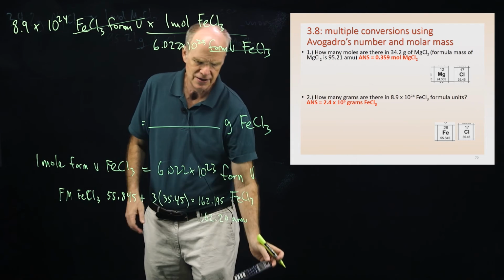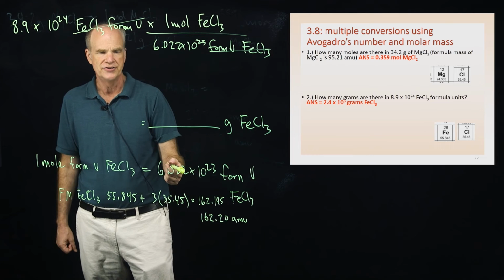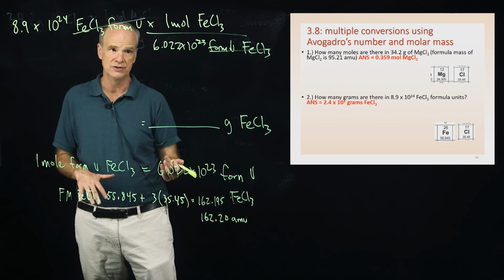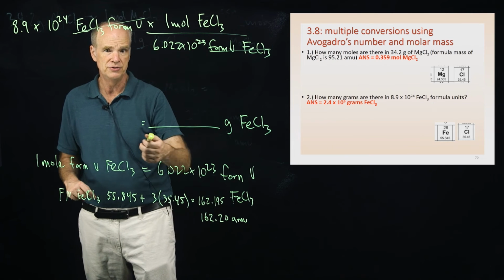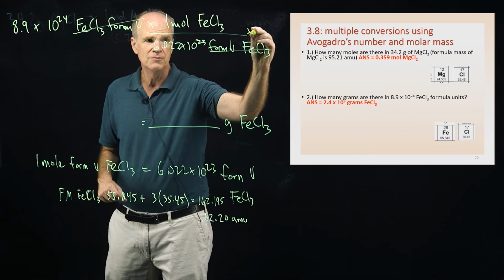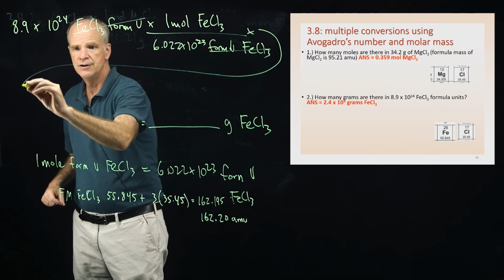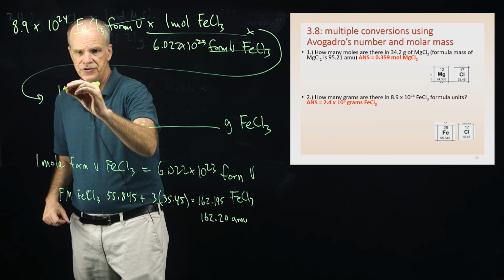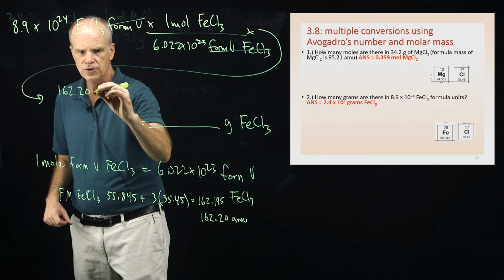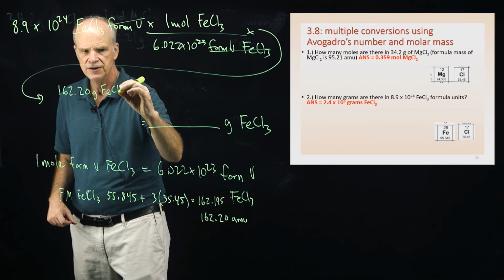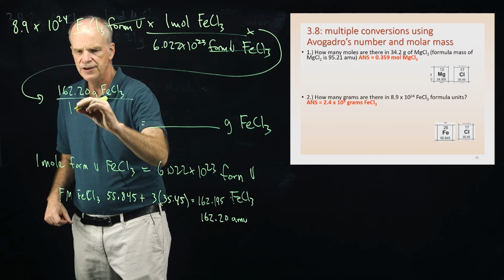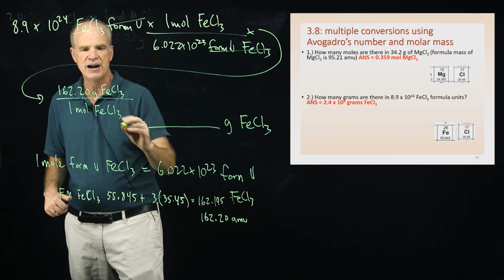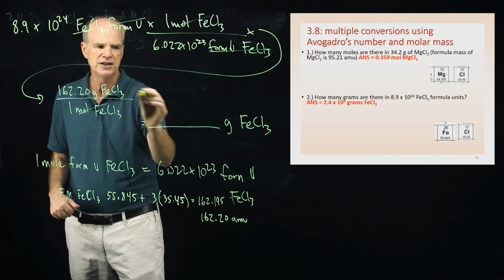Now, if that's the formula mass for iron chloride in atomic mass units, then that number again is the number of grams of iron chloride in 1 mole of iron chloride. So what we can go ahead and do here is continue the problem down here, and then we're going to multiply this by 162.20 grams of iron chloride over 1 mole of iron chloride. And so let's see where we're at. Moles of iron chloride cancel, and we should get an answer in grams.